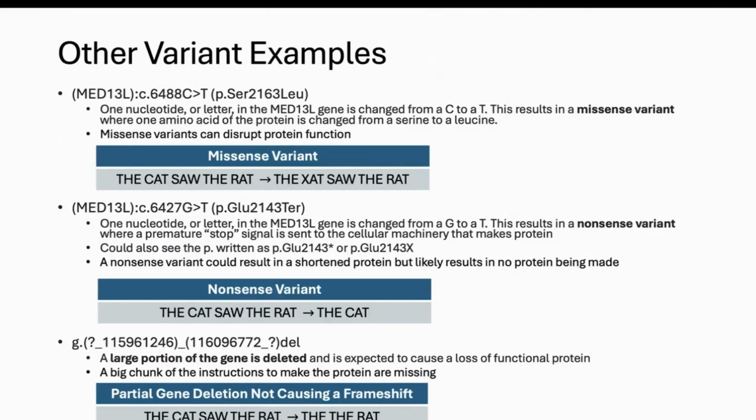The last variant on this slide is a partial gene deletion that does not result in a frameshift. Here, a large portion of the gene is deleted, which is expected to cause a loss of functional protein. That's because a big chunk of the instructions to make the protein are missing.